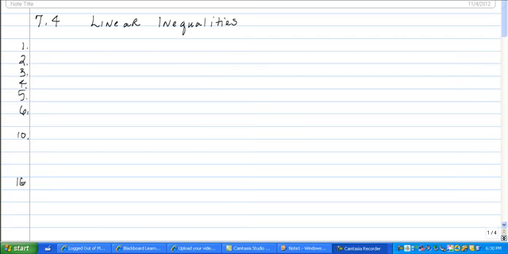Let's take a look at some sample problems from section 7.4 on linear inequalities. We'll begin on page 325 in the text, and we're going to start with the matching group. We have set notation in numbers 1 through 6, and we're to match those to the appropriate graph or interval notation that we see in the second choice.